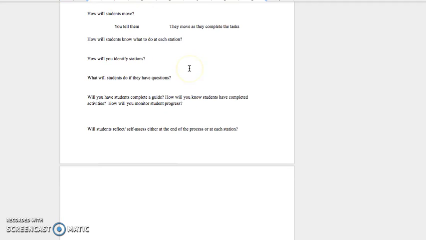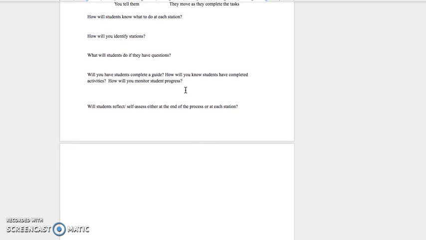How will students know what to do in each station? I always have very specific instructions for stations, and because we do them with some frequency, students know what the expectations are. I colorfully identify my stations, but that's always something that I think about in advance. I think about what students will do if they have questions, how I can make myself available even when I'm working with small groups to also be a resource for students who are working in the stations during that time.